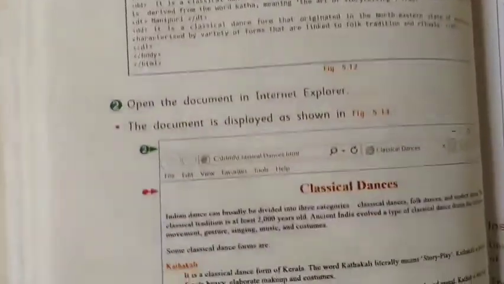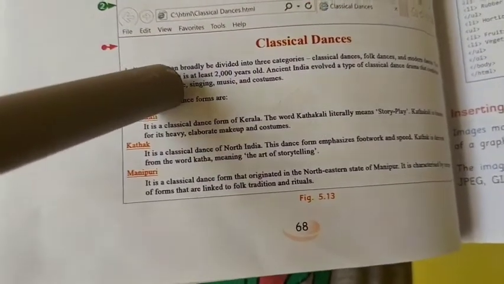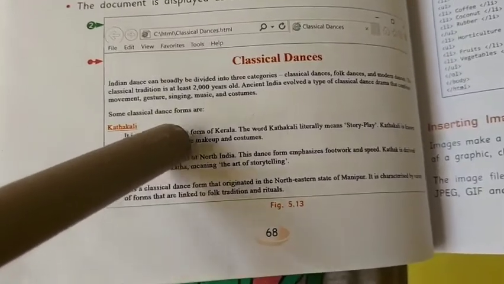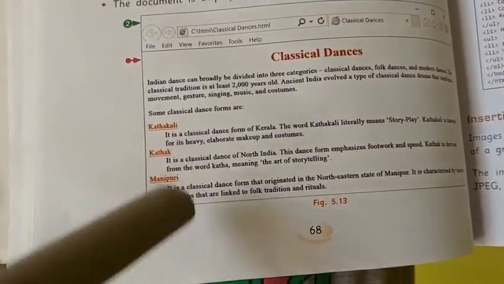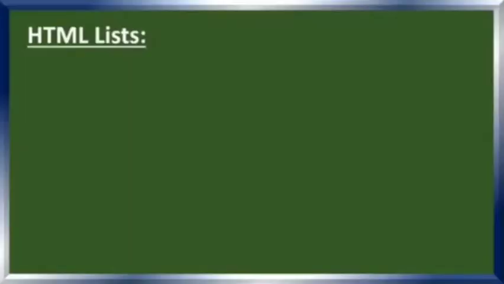Then if we want this to be seen in Internet Explorer, it will show you like that. Classical dance, main heading. Then after that, see this paragraph, correct? Then term, description, term, description, term, description. Okay, created. Web page is created. So this is about description list.